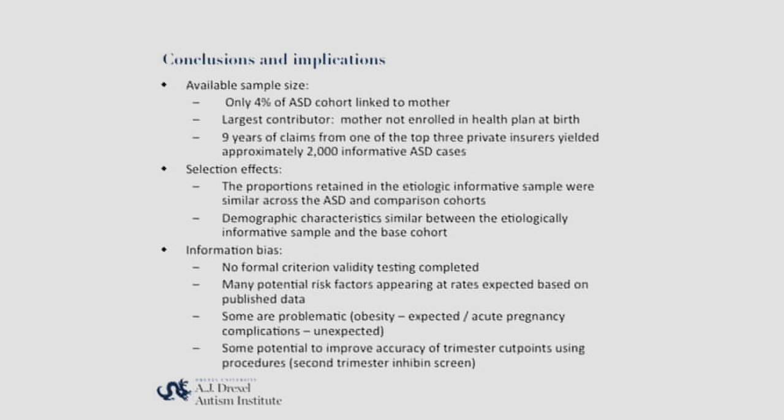So what can we conclude about this? Well, only about 4% of the ASD cohort was linked successfully to moms, and the largest contributor to the loss of sample was that the moms weren't enrolled in the health plan at the time the baby was born. But it's sobering because based on 9 years of claims that we had from one of the top three private insurers, we got about 2,000 ASD cases that would be informative for etiologic questions using exposures that could be captured in claims data. Now 2,000 is nothing to sneeze at. It's a large sample, but it's very different in terms of magnitude from 33,000 where we began.